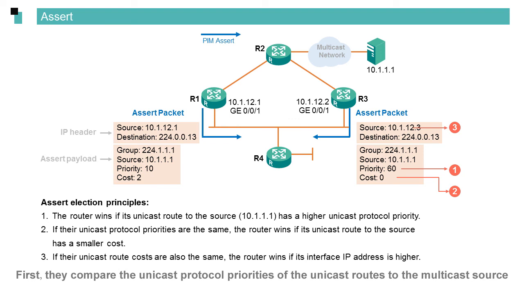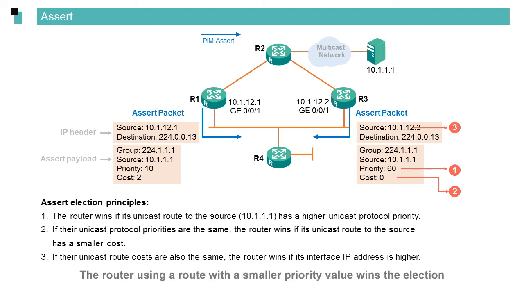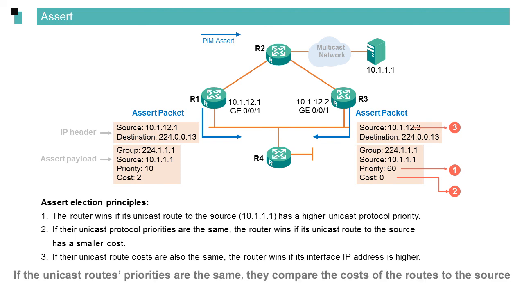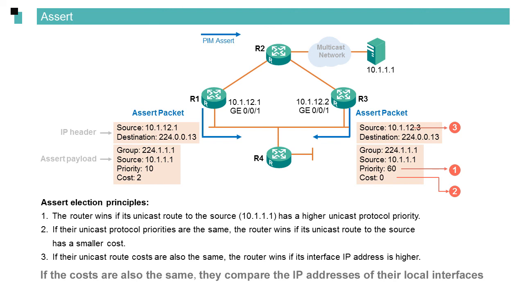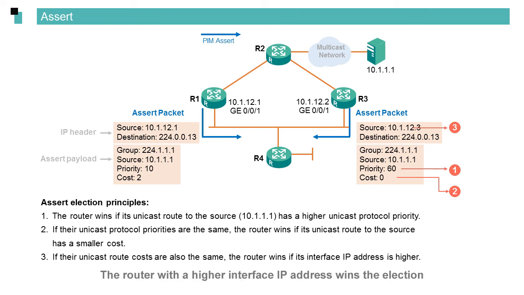First, they compare the unicast protocol priorities of the unicast routes to the multicast source. The router using a route with a smaller priority value wins the election. If the unicast route priorities are the same, they compare the costs of the routes to the source. The router whose route has a lower cost wins the election. If the costs are also the same, they compare the IP addresses of their local interfaces. The router with a higher interface IP address wins the election.